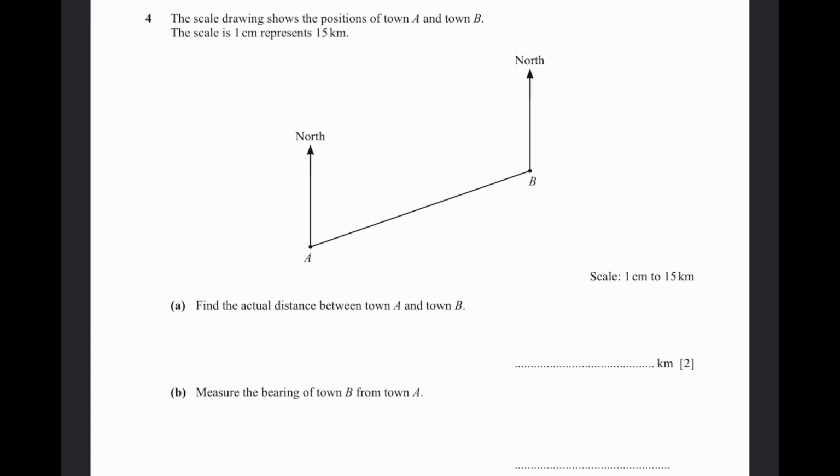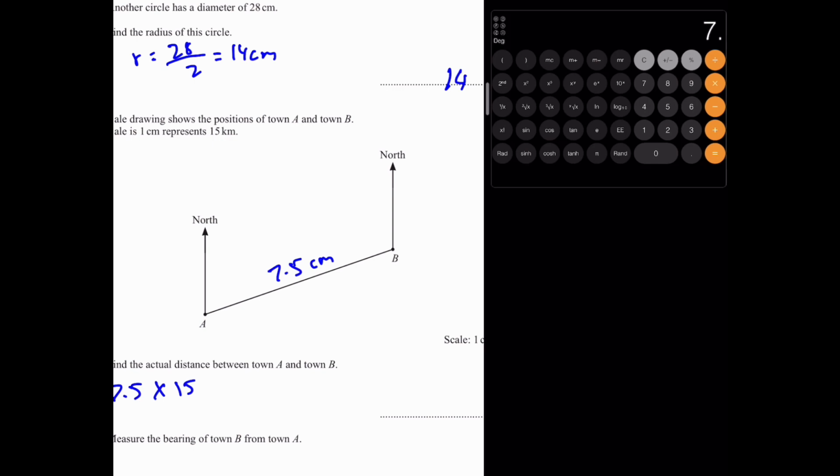I've measured this on A4 paper, and this length between A and B, the length of the line, is 7.5 centimeters. But we need it in actual distance, which means kilometers. So 7.5 into 15. And we can use a calculator for this. Here we are. 7.5 multiplied by 15, which is 112.5. That's the answer.